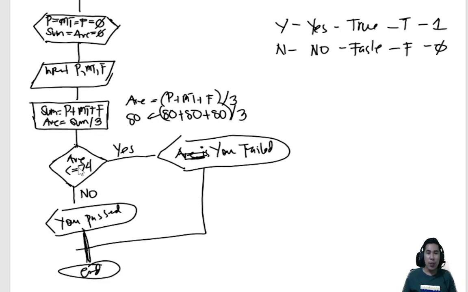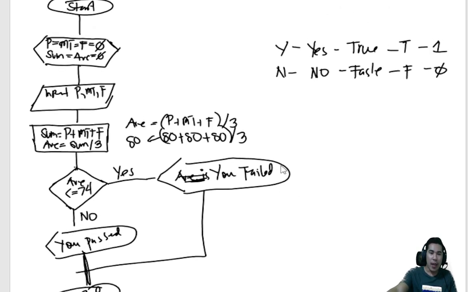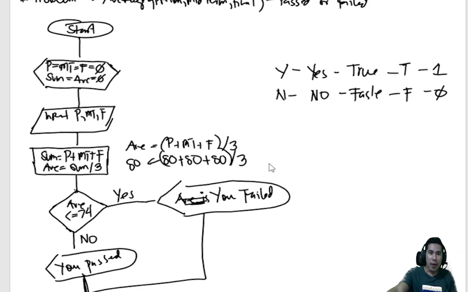Depending on your condition, it could be if average greater than, or, let's say for an instance, your condition is average greater than or equal to 75. If yes, you pass. If no, you fail. So again, that's what I've told you about. There are actually a lot of possible solutions to every problem we have identified. Okay, so that's for decision.